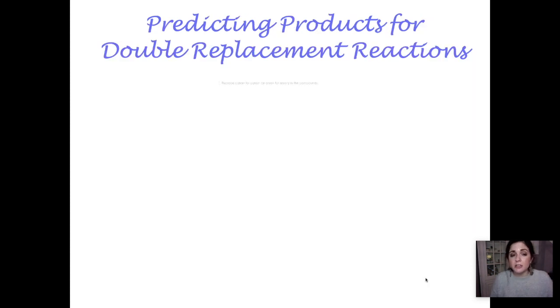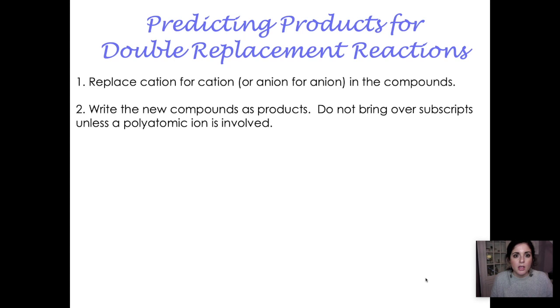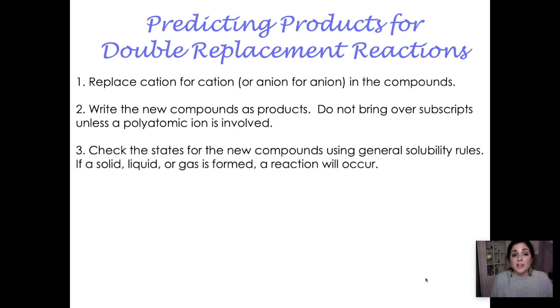Steps to predict the products. So of course you're going to replace cation for cation or anion for anion. It really doesn't matter. The order of the products also doesn't matter as long as both of those products are listed there correctly. Write the new compounds as products. Do not bring over subscripts unless a polyatomic ion is involved. Next, check the states for new compounds using the general solubility rules. If a solid, liquid, or gas is formed, a reaction will occur. So remember, the AP exam only wants you to know the very basic solubility rules.